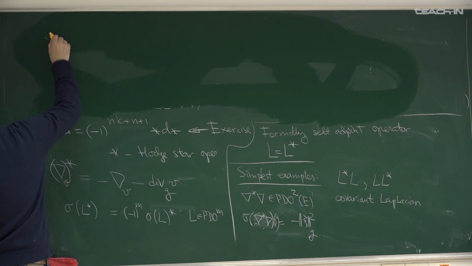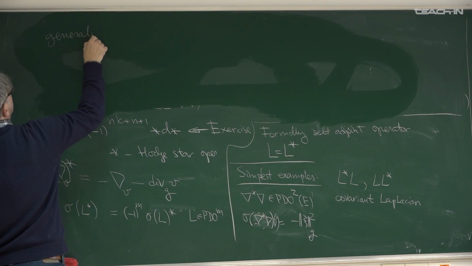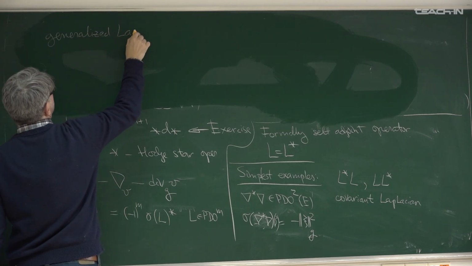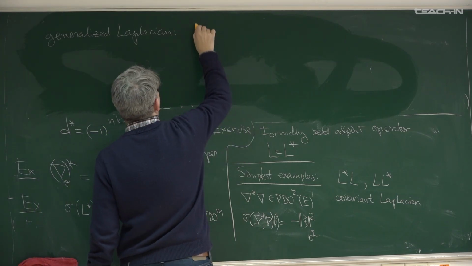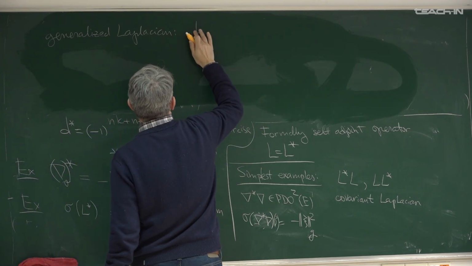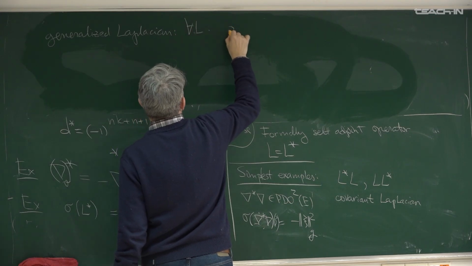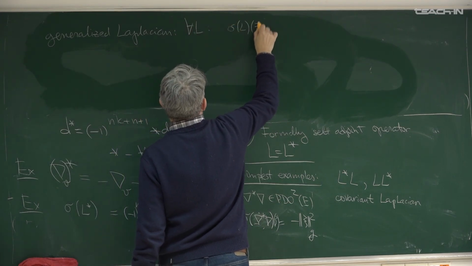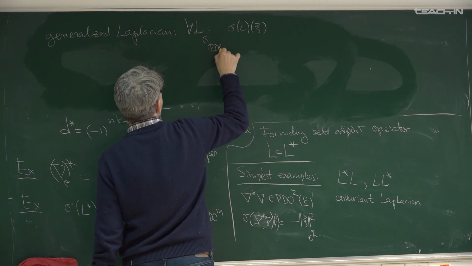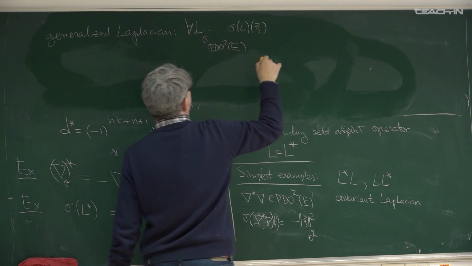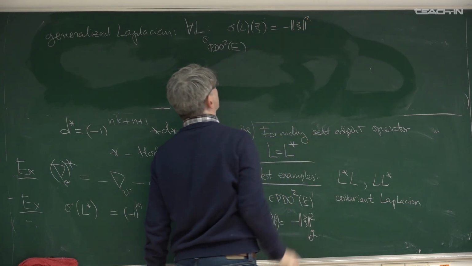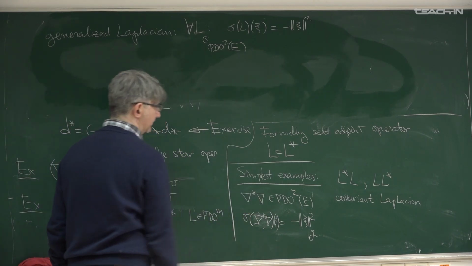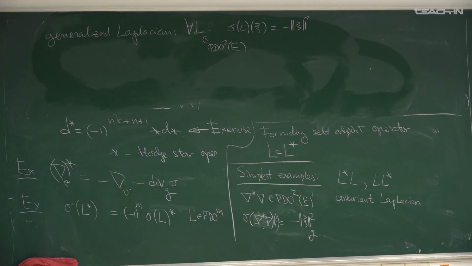Generalized Laplacian is any operator, a partial derivative operator of order 2 on vector bundle E, such that its symbol is this one, like this one.